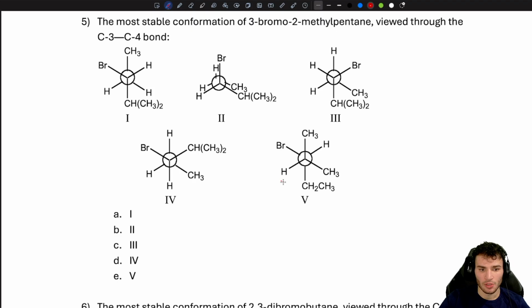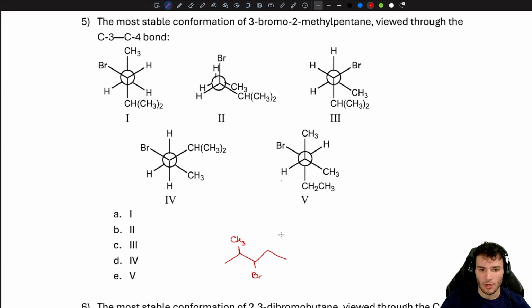In question 5, we're looking for the most stable conformation of 3-bromo-2-methylpentane from C3 to C4. When it comes to more complicated structures, I really do suggest drawing it out first. We have a pentane, a bromo on the 3, and a methyl on the 2. In this case, I like writing out my CH3 because it's going to be easier to draw our conformations.